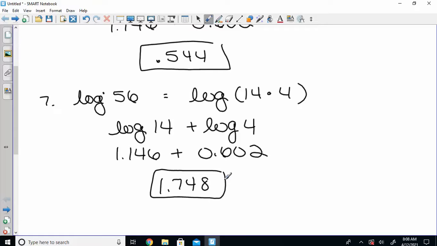Number 8 we didn't ask about, but you could rewrite that as 4 squared or 4 times 4 and do the same thing, so it should come out to be 1.204.